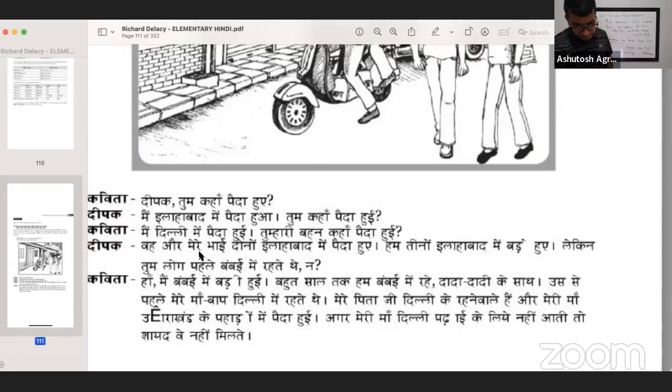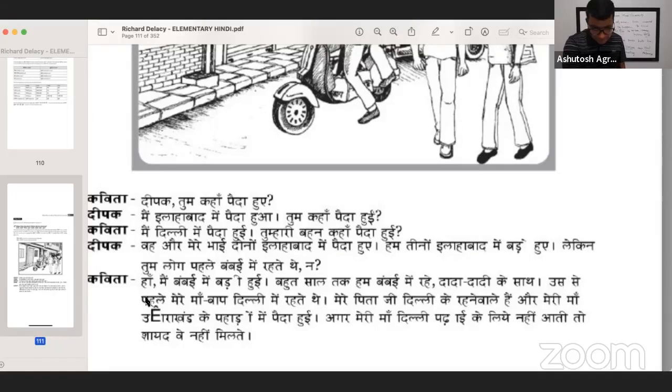वो और मेरे भाई दोनों इलाहाबाद में पैदा हुए. हम तीनों इलाहाबाद में बड़े हुए. लेकिन तुम लोग पहले बंबई में रहते थे ना? हाँ, मैं बम्बई में बड़ी हुई. बहुत साल तक हम बम्बई में रहे दादा दादी के साथ.